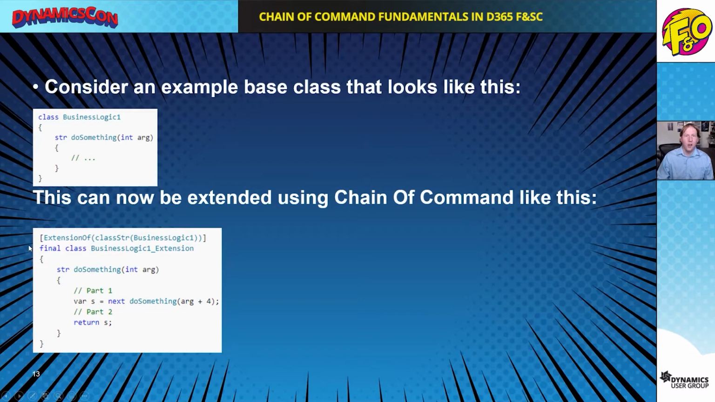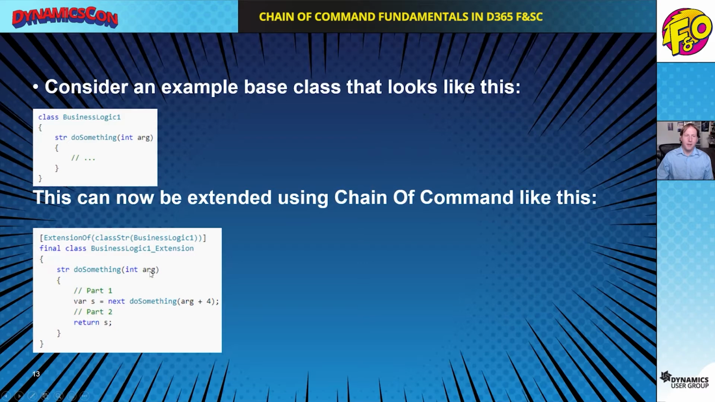The next rule, and I'll list these all out in a second, is that we need to use this final keyword on our class. We're not allowed to do chain of command on a chain of command class. So this tells it that we can't extend our class any further. The next rule is we really need to use underscore Extension as part of the name of our class every single time. And as a best practice, we want to include the name of the class here as well. You'll actually get a compile error if you don't have underscore Extension at the end of your name.